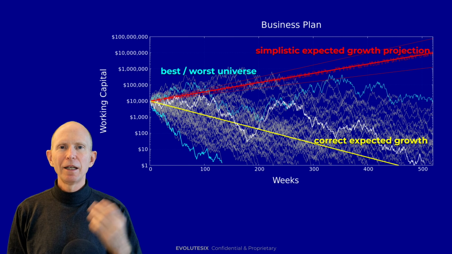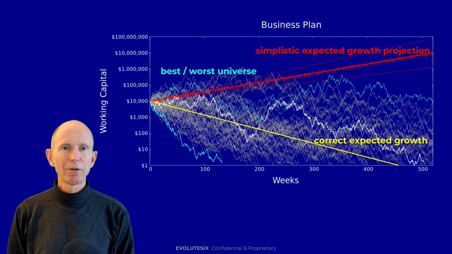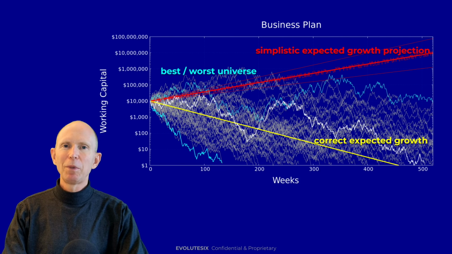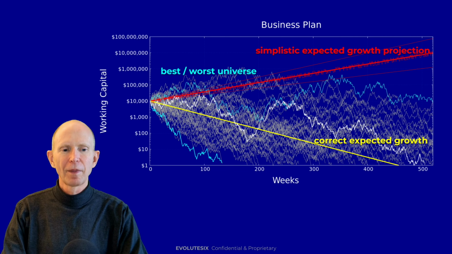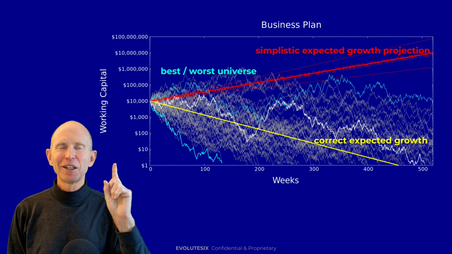What you see here is what you should expect for this specific business. The yellow line shows that you should expect this business to go bankrupt within 10 years and you will lose all of your investment, unlike the traditional approach to business planning, which predicts that it will double in size every year. The moral of the story is, first of all, use the correct dynamics in your investment decisions.